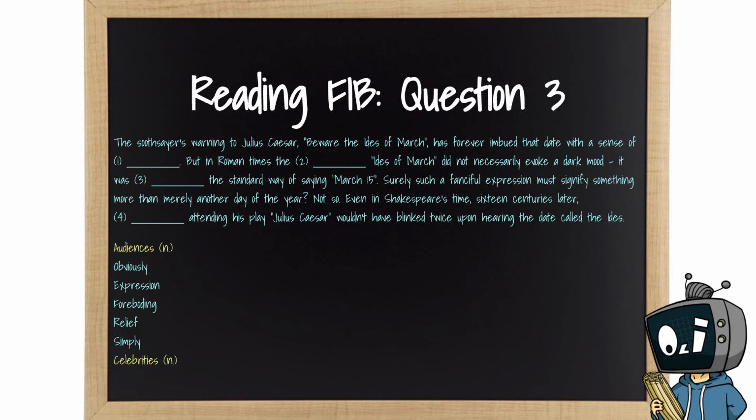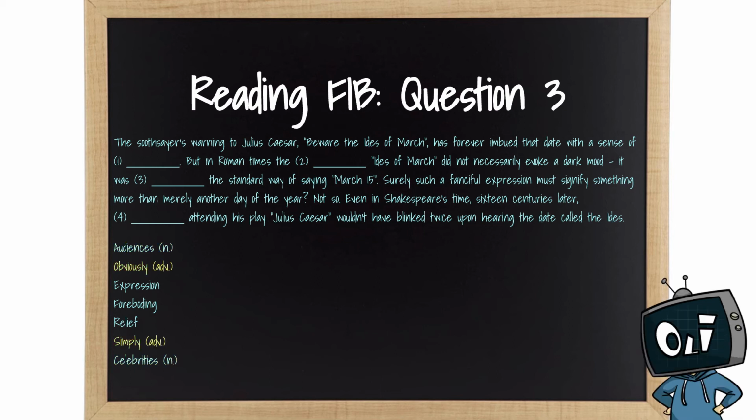Audiences and celebrities are the only plural nouns, so one of them goes into the fourth blank. Obviously and simply are adverbs, and one of them is the correct answer for the third blank. Expression, foreboding, and relief are all singular nouns, or they might be uncountable, but no need to fuss over the terminologies. It should be quite obvious that expression fits in the second blank, going nicely with the quotation right after it. As for the third blank, simply is more suitable than obviously.